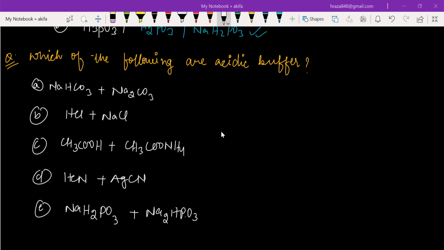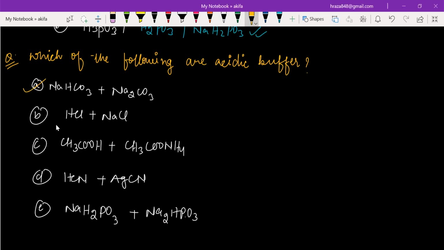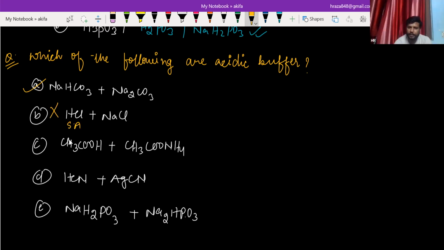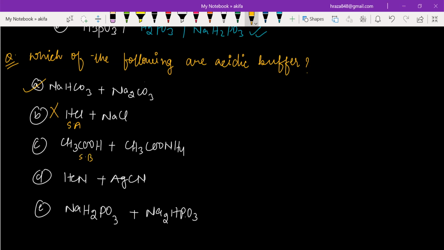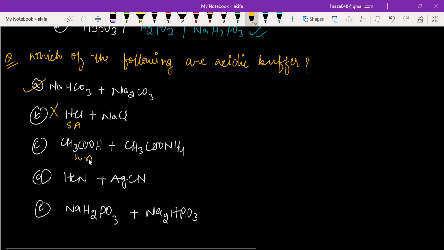First one is acidic buffer. Second one is not acidic buffer. Very good. First one is acidic buffer. Second one is not, because this is a strong acid, so it won't be acidic buffer. What about the third one? This is a weak acid, right? Yes. Weak acid.